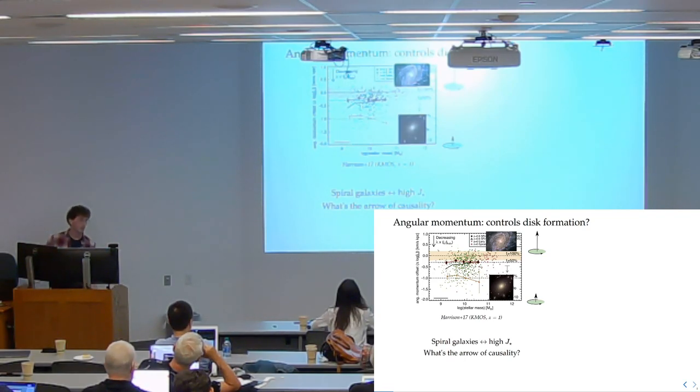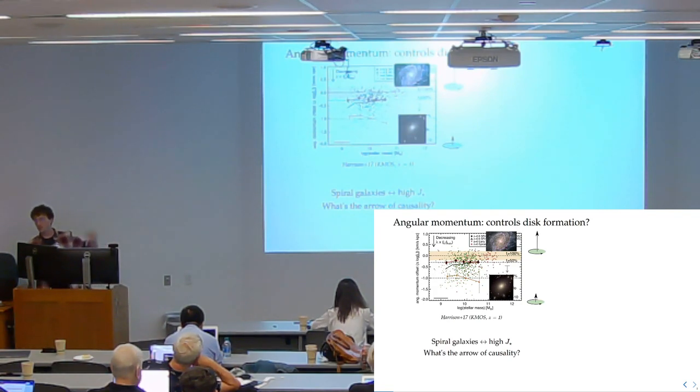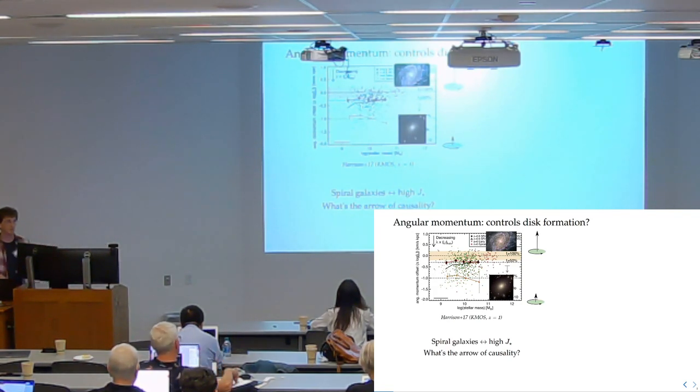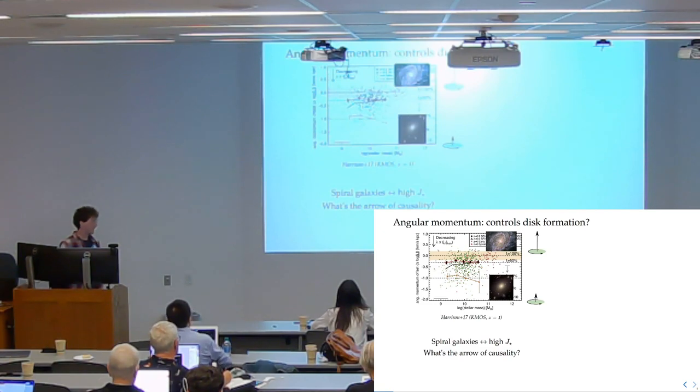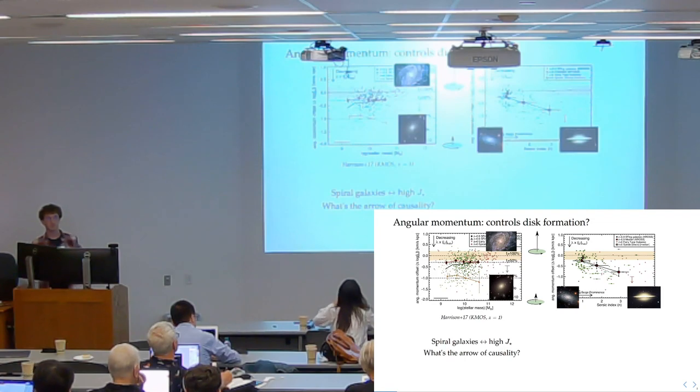So I just talked about the creation of disks, but of course there's also this pretty well established correlation between high angular momentum contents and the presence of disky galaxies. So disky galaxies tend to have typically 7 times, 8 times more angular momentum than elliptical galaxies of the same mass. And the other motivation is that if you look at the substructure of the galaxy, you also tend to be more bulgy if you have lower angular momentum. And the question is, what is the arrow of causality?